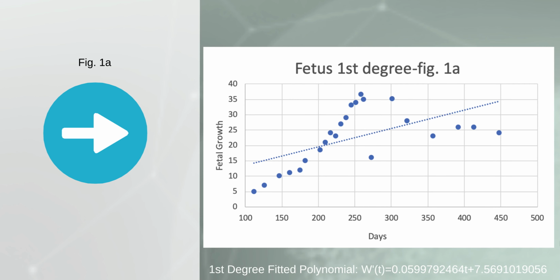And the fitting for the polynomial degree 1 was really bad because the R value for the fetus was 0.3, which is not close to the desired value, which is 1. So the dots were not near the polynomial degree line at all.